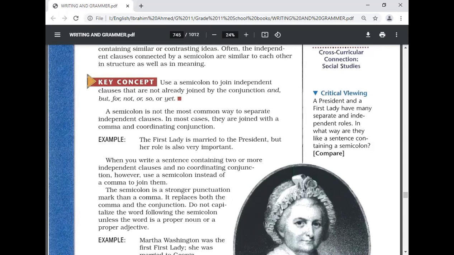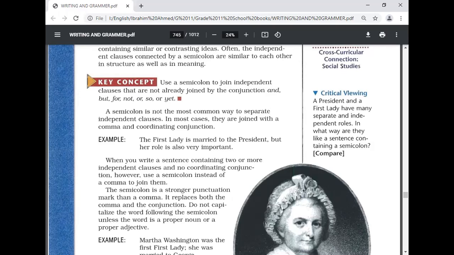A semicolon is not the most common way to separate independent clauses. In most cases, they are joined with a comma and a coordinating conjunction. And as I said earlier, a semicolon replaces both the comma and the conjunction. Example: The first lady is married to the president. This is an independent clause. But her role is also very important. Here we have a comma, but between the two independent clauses.